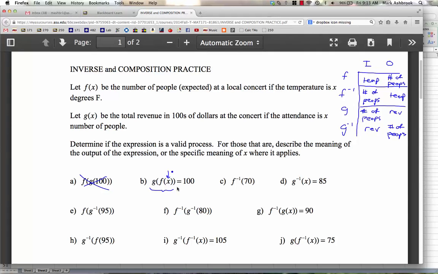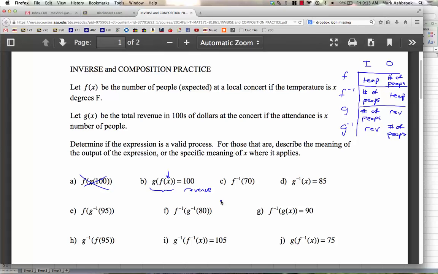Nope. So what is this overall? What is that expression? It's not number of people. Revenue. It's the output of G. That whole thing on the left, as a whole, is the output of G. So that's going to be revenue. So the 100 then is revenue. This is revenue. And so the meaning of the X then in this statement is.